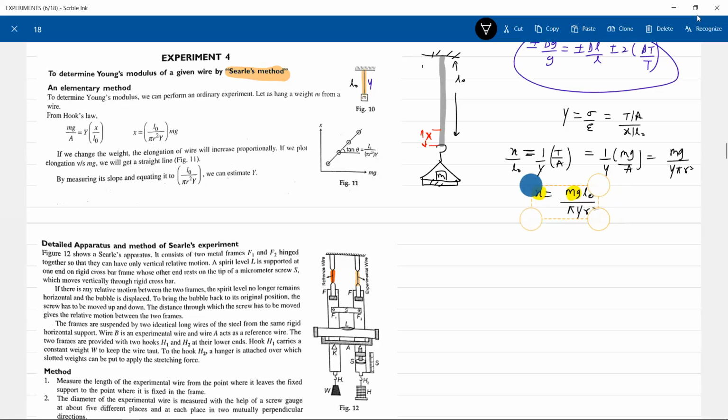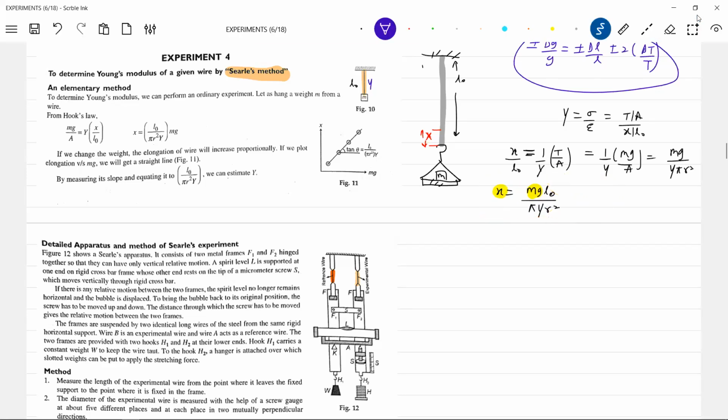So further, if I rewrite, now you see this one. Can I calculate this from the slope? Yes, it is the slope, and this part is a constant. So from the slope, I'll get the reciprocal of the slope, which will be mg by x. I'll substitute that value. Then I'll get the Young's modulus. I know L naught and pi r square. This is one elementary method.